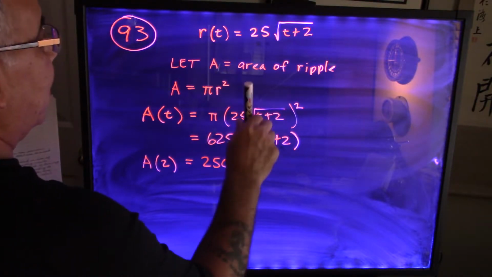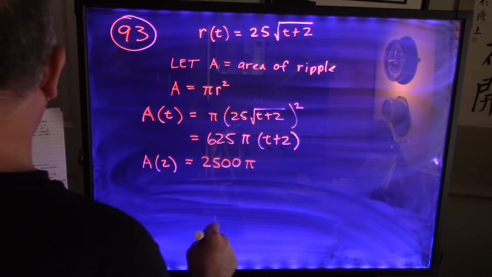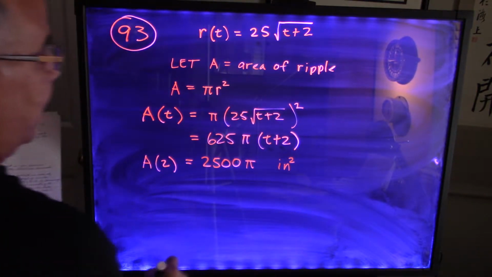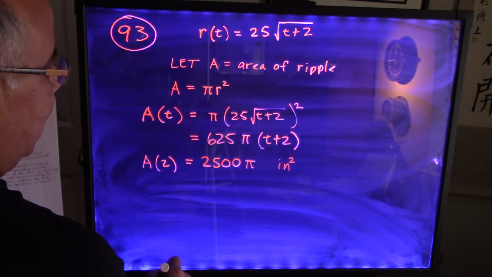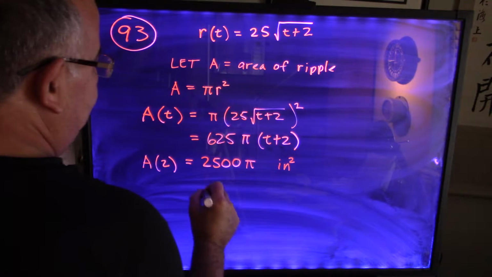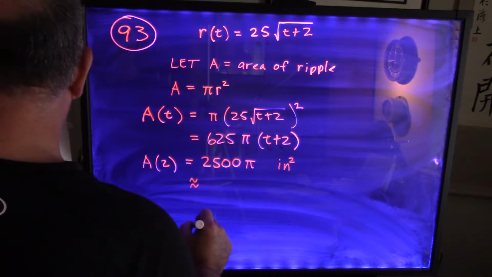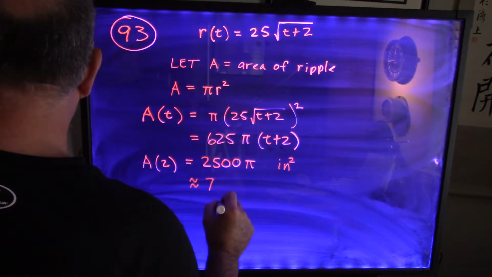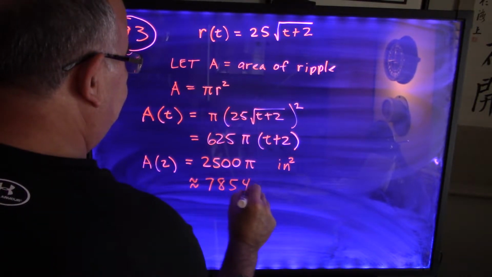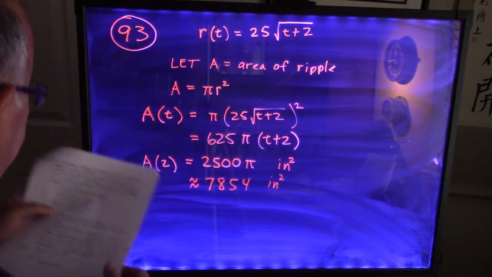well, the radius was in inches, right? So when you square that, you'll get square inches. So this is going to be square inches, which makes sense. Area should be square inches and not just inches, right? So you punch that into a calculator and you get a decimal approximation for this. 7854 is what I come up with. 7,854 square inches. Okay.